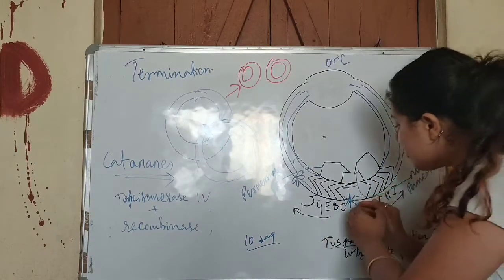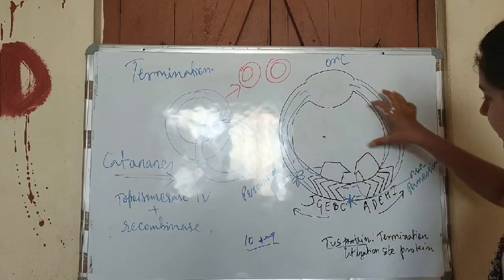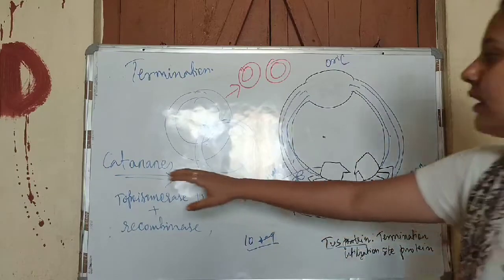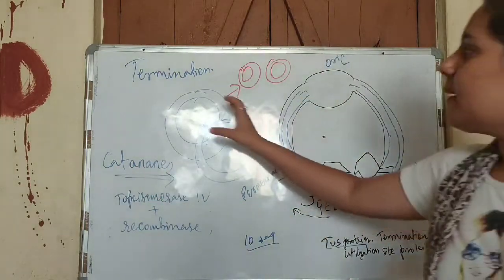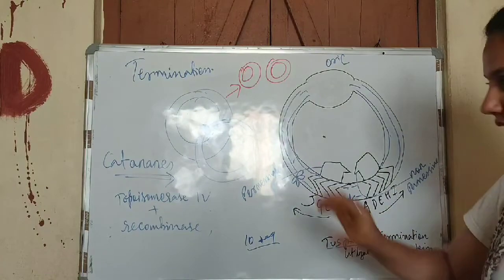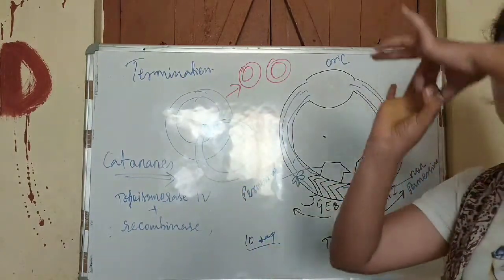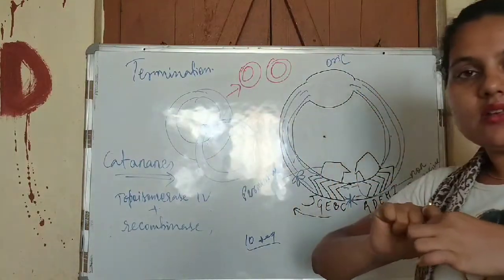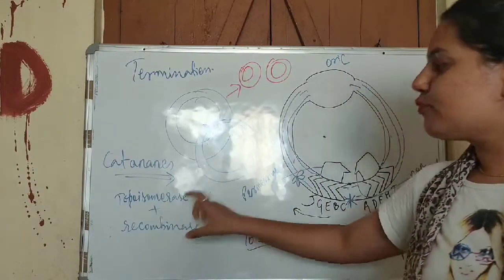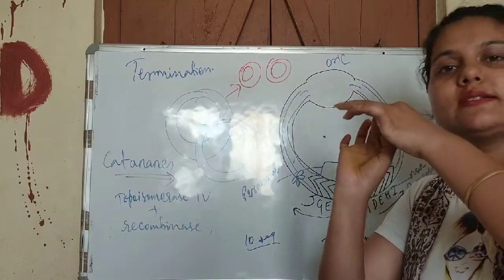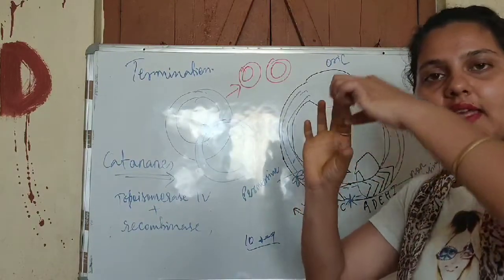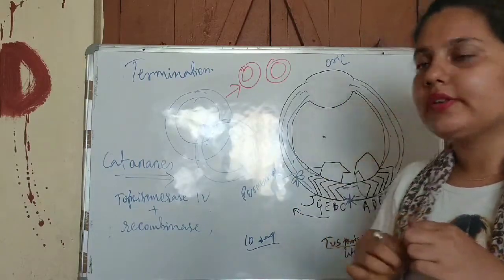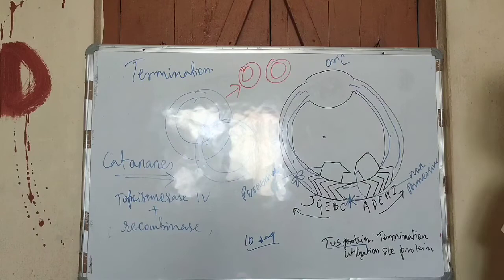So at this point, the newly synthesized DNA forms a catenane with the parent DNA, right? This catenane is broken by topoisomerase 4 and the recombinase at one point, and then they are separated and then they are again sealed. Alright, this was the process of termination.